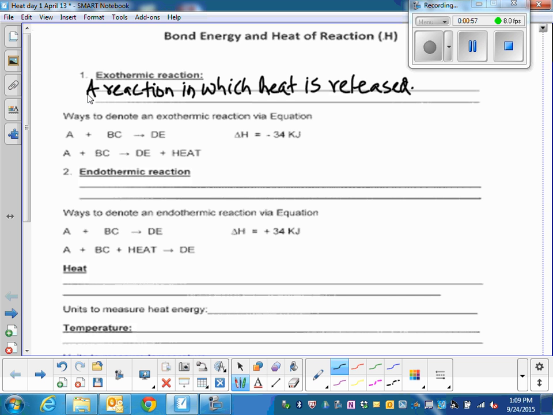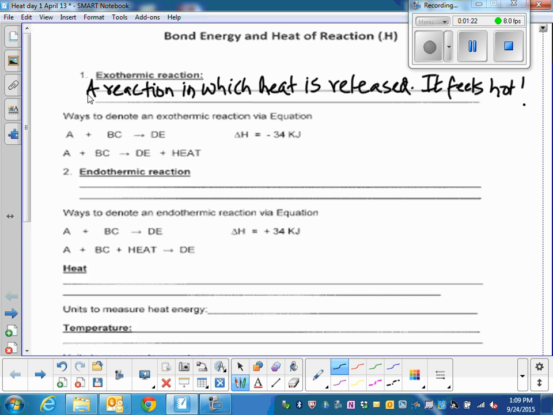And how does it feel? If you touch a reaction vessel in which an exothermic reaction has taken place, how do you think it will feel? It will feel warm or hot, all right? It feels hot or warm, whatever you want to write, all right?